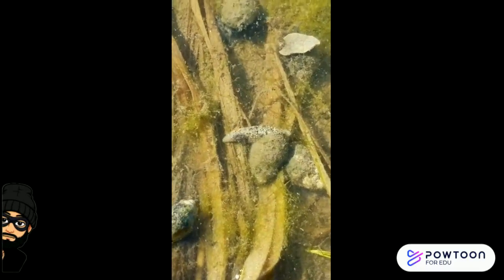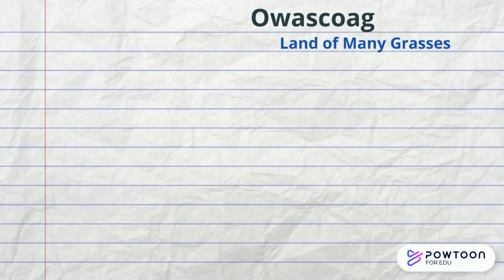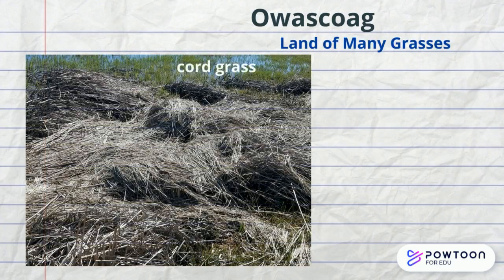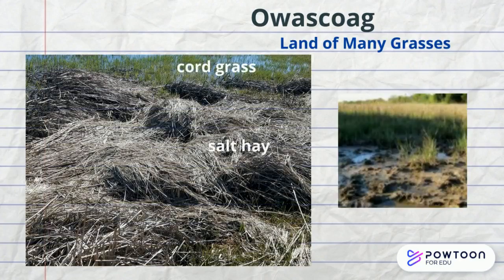Take a closer look. The dominant plant of the marsh is grass. The Native Americans called the land Owasquoag, which means land of many grasses. The tall grass along the edge of the river is cordgrass. Further back and higher up is salt hay. Both of the grasses have adapted to life in a saltwater environment where most plants can't survive.